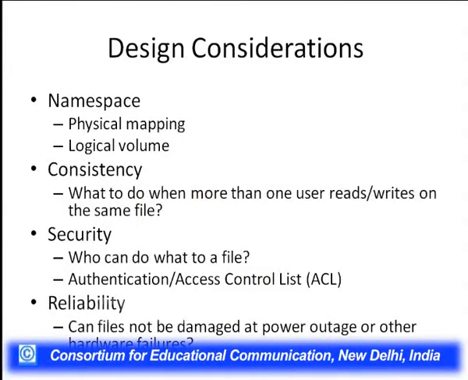So what are the design considerations which need to be taken care of? Since this data is massive, we need to take care of how the namespace is being done, how the physical mapping is done, how the logical volume looks. Then we also have to take care of consistency, whether the data is consistent at all times or not. Also, if there are multiple users accessing the file at one particular time, then how should the file access take place? When one user is reading a file, should another user be allowed to write it? And if one user is writing a file, should another user be allowed to write it? So consistency should be ensured.